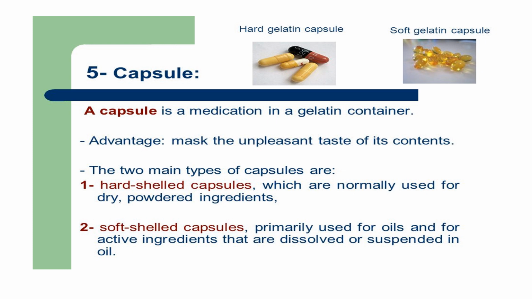One is a hard shell capsule, which is normally used for dry powdered ingredients, while the soft shelled capsules are usually used for oils and for active ingredients that are dissolved or suspended inside oil. So capsules: first type hard shell, second type soft shell. Another example for soft shell is, I hope most of you might have heard about Evion capsules. Those capsules which are green in color, where the content is green in color. Usually we use it for skin conditions. That is also another example for soft gelatin capsules.